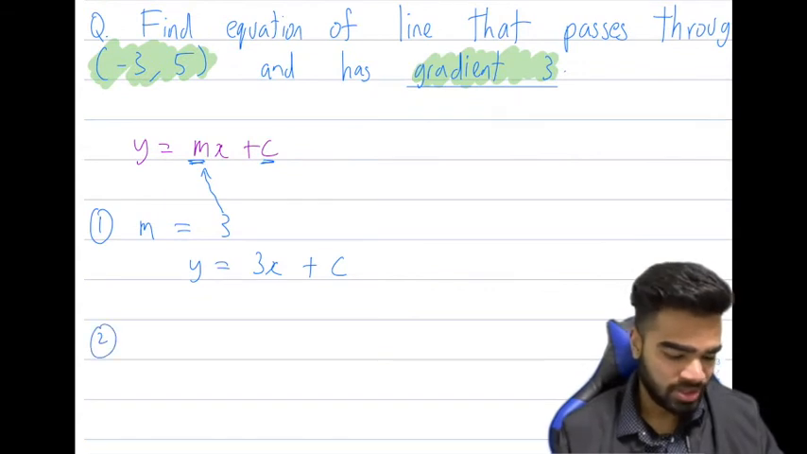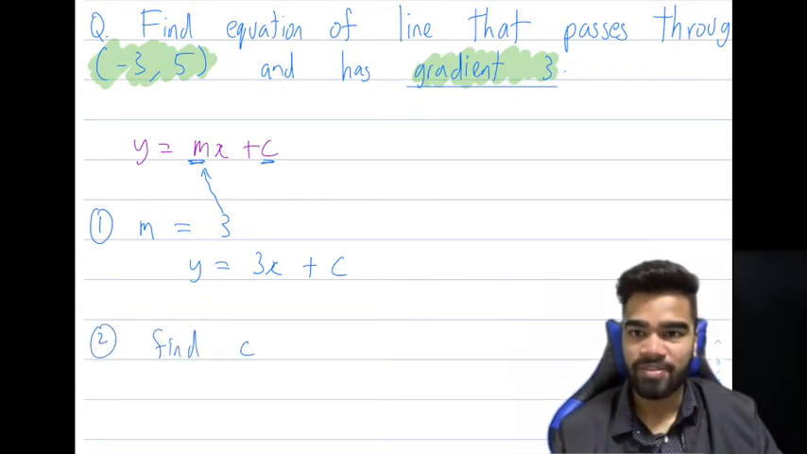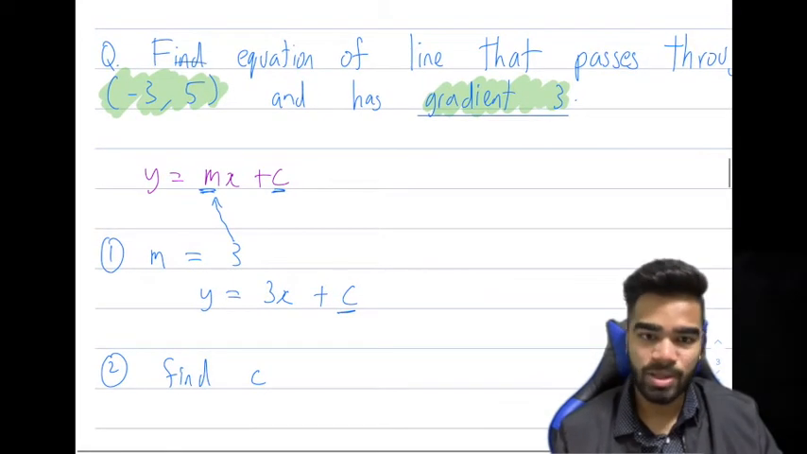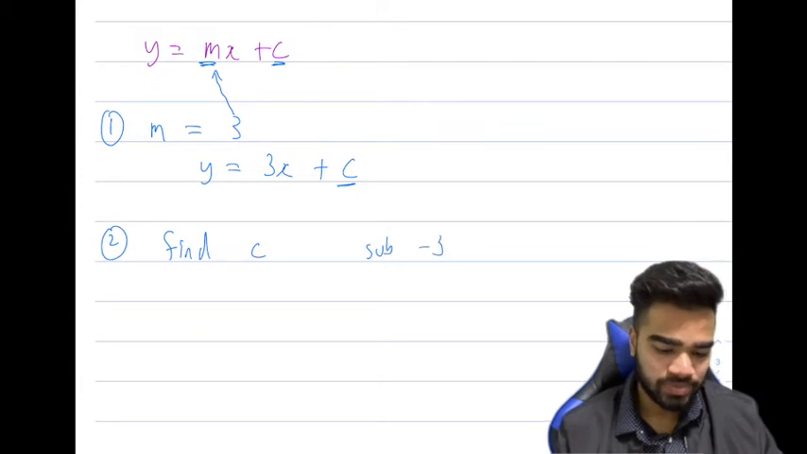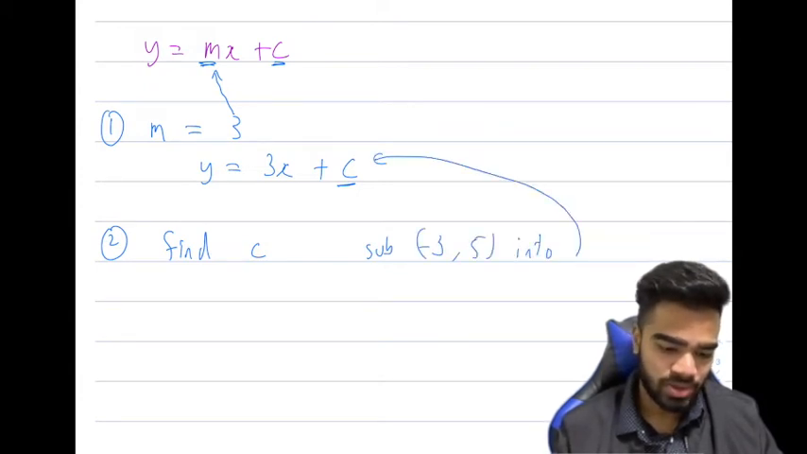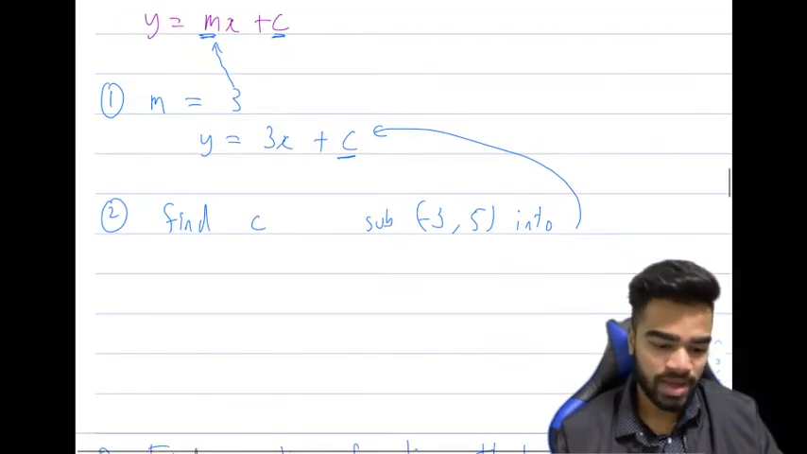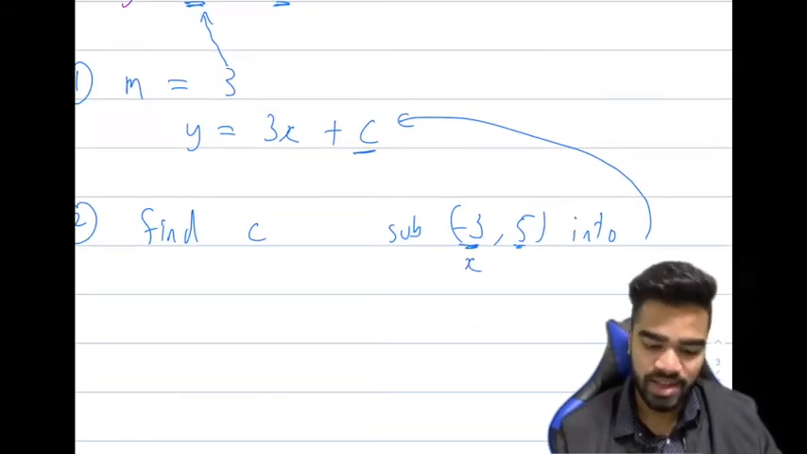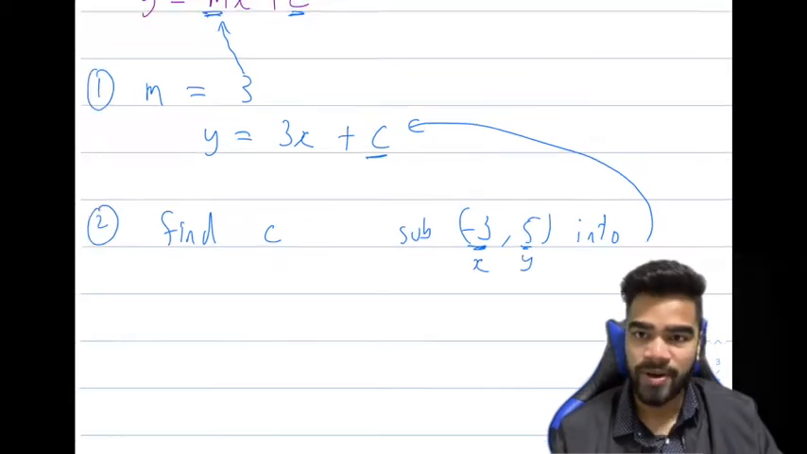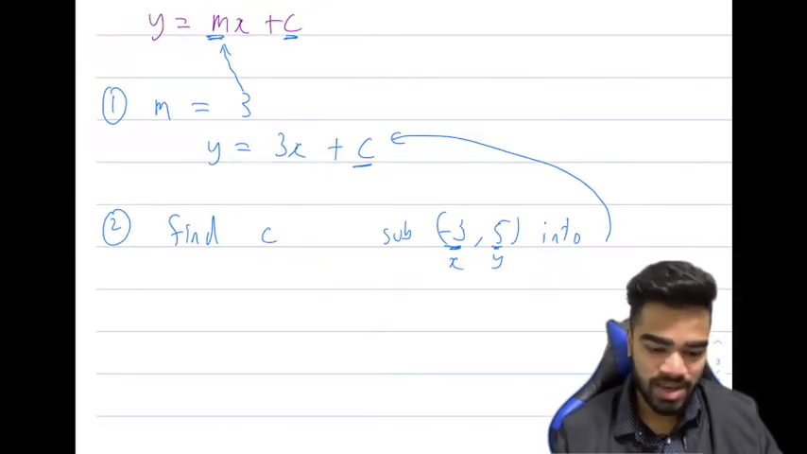Step number 2, as you can probably guess, is find the value of c. How are you going to find the value of c? Well, you're going to use the coordinate negative 3 and 5. So sub negative 3 and 5 into this equation that we found earlier. Pretty much what is negative 3 and 5? Well, this coordinate is saying x is negative 3 and y is 5. Okay, that's pretty much what it's saying. So let's sub it in.